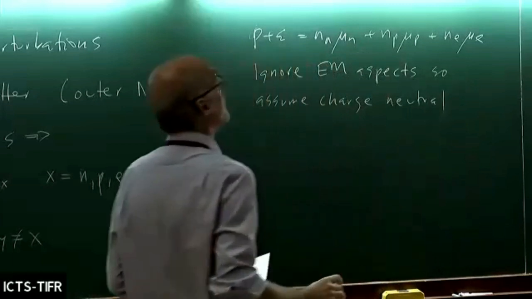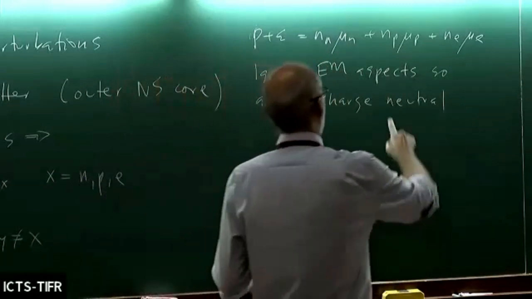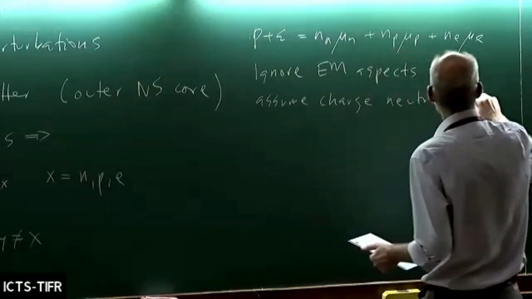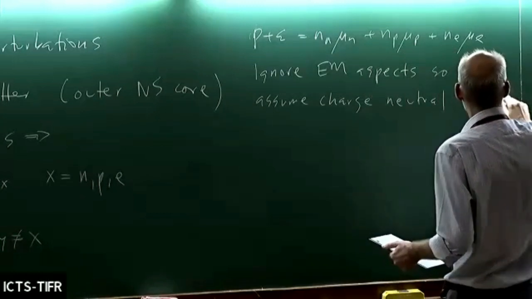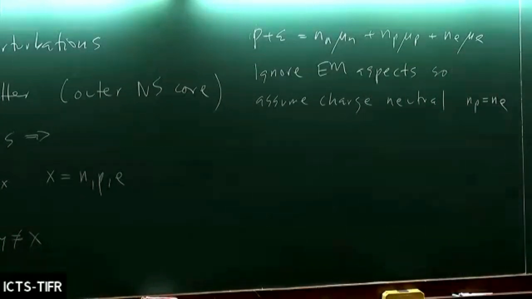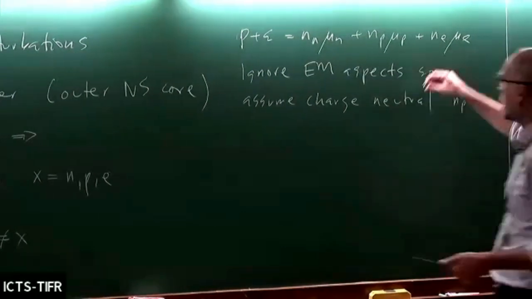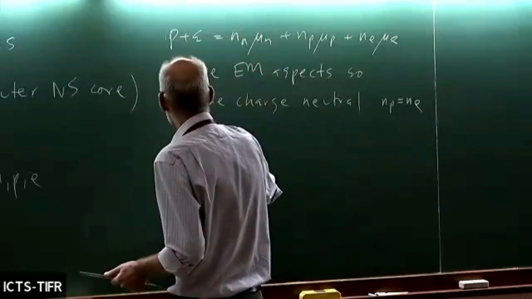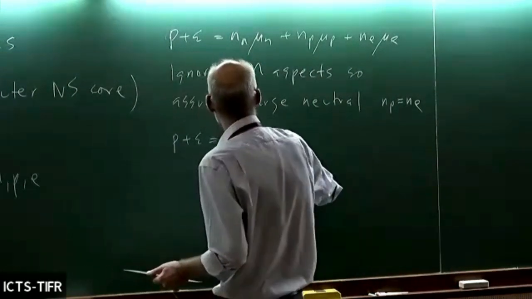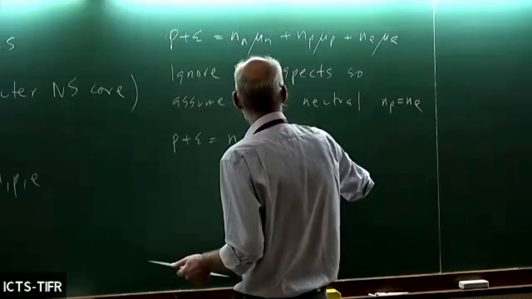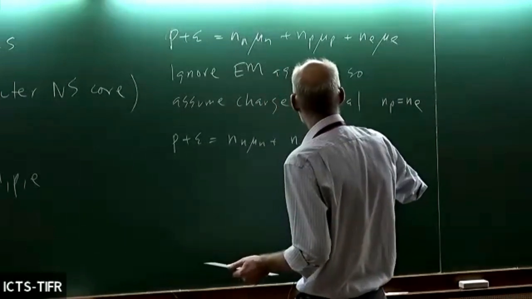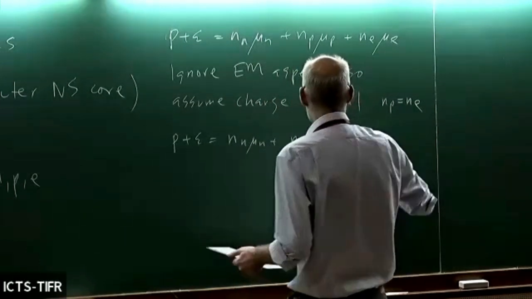Now, if you take it to be charge neutral, that simply means I've got as many electrons as I've got protons. Right? Obviously. And that means I can remove one of them from the problem. I don't have both. So I'm going to do that. I'm going to keep the electrons. I don't know why.